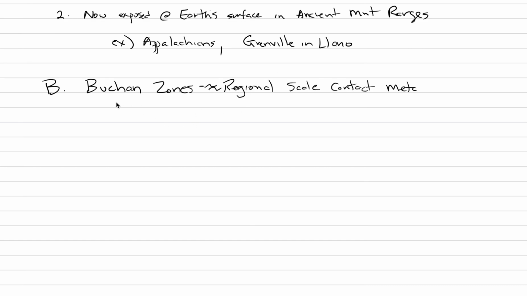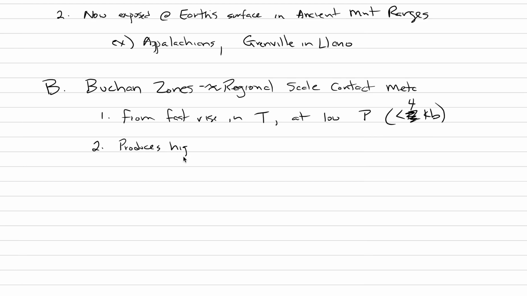And the reason why is because Buchan zones, put the definition here, occur from a fast rise in temperature, T, at low pressures. In fact, the pressures tend to be less than 12 kilobars. And that's not right, 12 kilometers is what I meant. So let's put in 4 kilobars. These are shallow or crustal conditions. It produces high T, low P minerals, things like andalusite and cordierite.